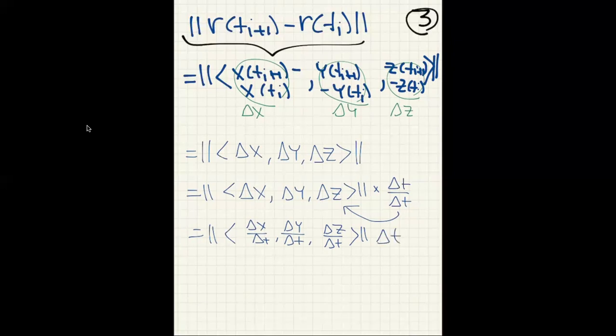And if you see what happens in the limit, as delta t goes to 0, these things all become x prime of t. This becomes y prime of t, and this becomes z prime of t. As this limit goes to 0, we're really looking at a vector with the 3 derivatives, which we know as r prime of t, inside the square root.